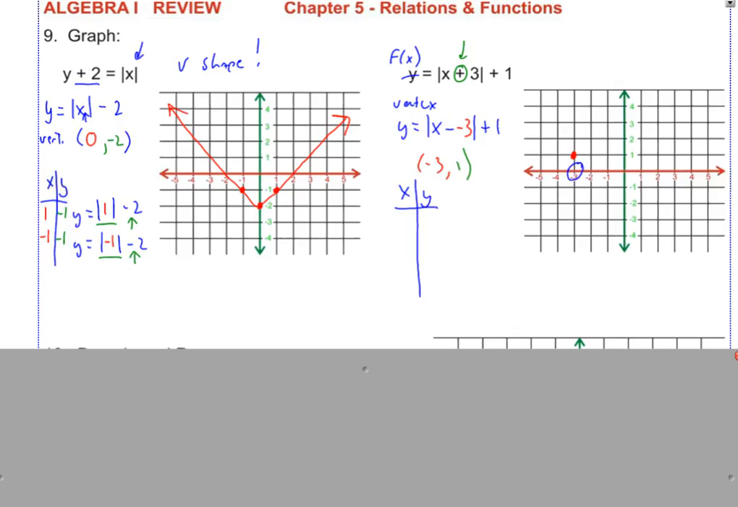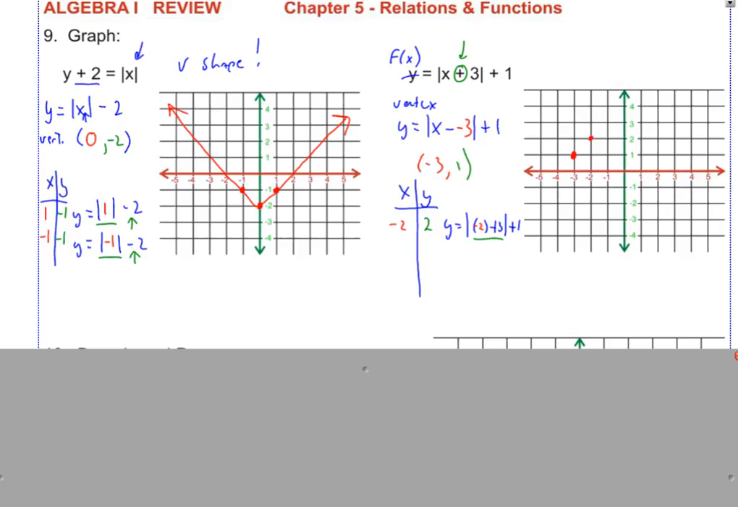Now pay attention here. Notice I'm already at an x of negative 3. I'm going to go 1 to the right to an x of negative 2. So I'm going to use negative 2 for my x. Take your original function and where the x is, right there, put in your negative 2. Remember, do what's inside the absolute value first. Negative 2 and a positive 3 is a 1. Absolute value of 1 is 1. 1 plus 1 is 2. I get the point negative 2, 2. 2 to the left, 2 up.